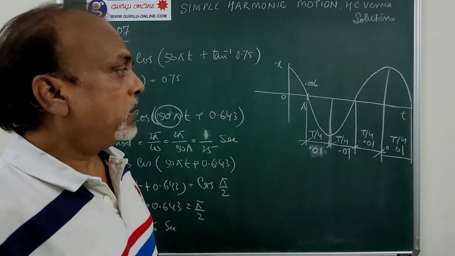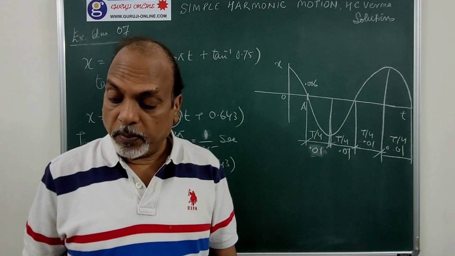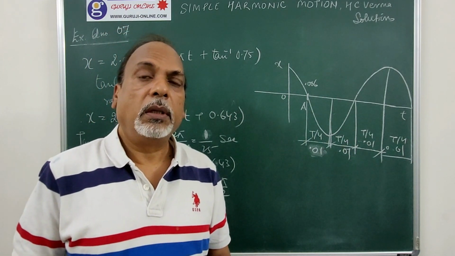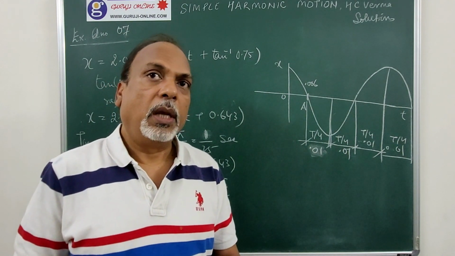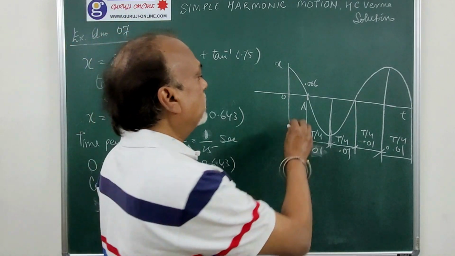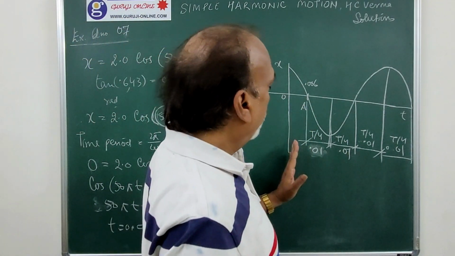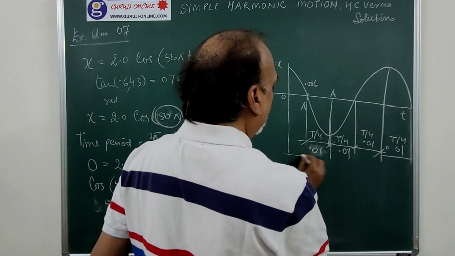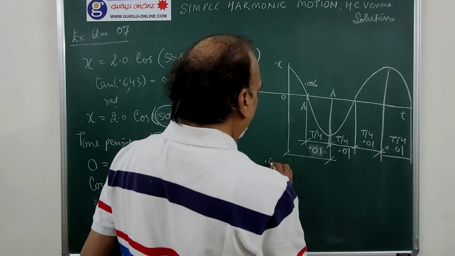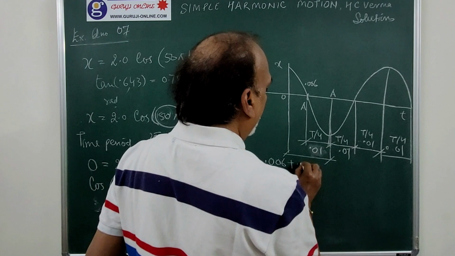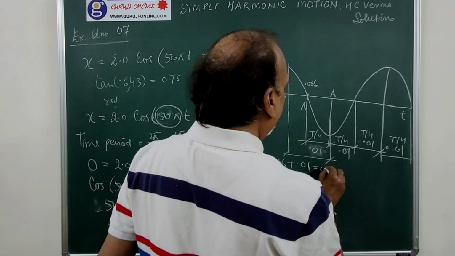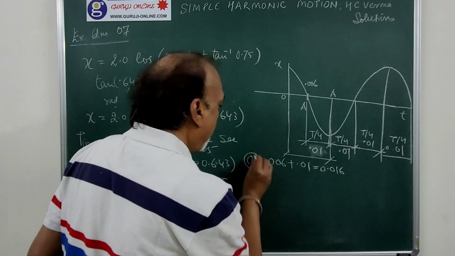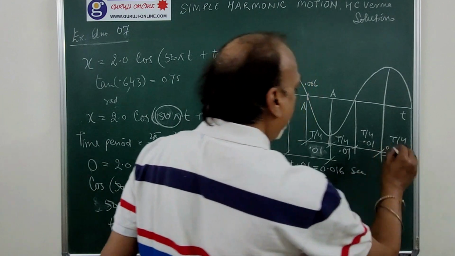Correct? Now what is the first part? First part is, when does the particle come to rest for the first time? Now you know when the particle will come to rest? Of course it will at the extreme position. And where it is coming from this? What is the first extreme position it is achieving? That is this position, that is OA. And what is this time? This time is nothing but 0.006 plus 0.01, and this will be nothing but 0.016 seconds. So this is your answer A. Simple.